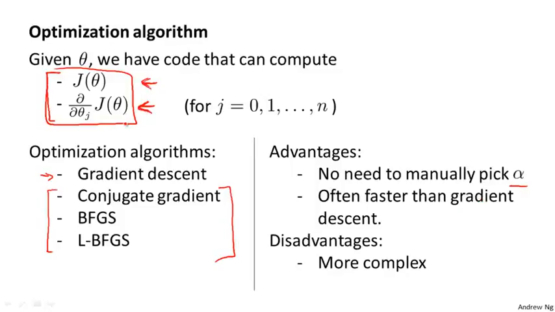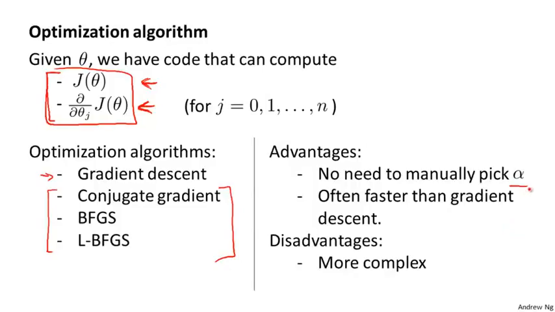So one way to think of these algorithms is that given a way to compute the derivative and the cost function, you can think of these algorithms as having a clever inner loop. In fact, they have a clever inner loop called a line search algorithm that automatically tries out different values for the learning rate alpha and automatically picks a good learning rate alpha, so that it can even pick a different learning rate for every iteration. And so then you don't need to choose it yourself. These algorithms actually do more sophisticated things than just pick a good learning rate, and so they often end up converging much faster than gradient descent.